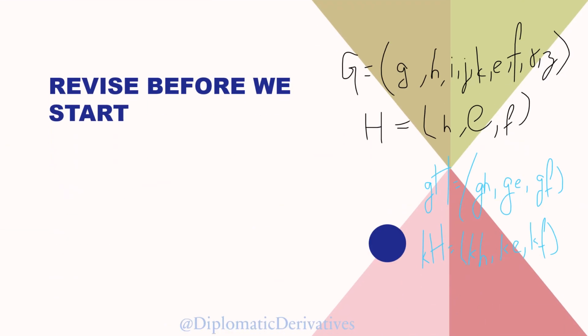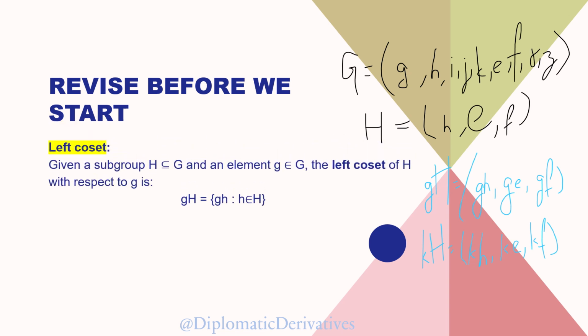Now, before moving on directly to the theorem, we will just revise a concept that will be used in the theorem itself, that is about cosets. For cosets, I've already made one video in which I've explained in detail what cosets are, so make sure you check that video out. The link is in the description box below.